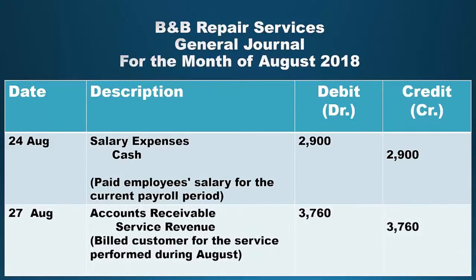August 24th, paying employee salaries. Step 1. What happened? The company paid $2,900 in salaries to its employees for the current payroll period. Step 2. Which accounts are affected?